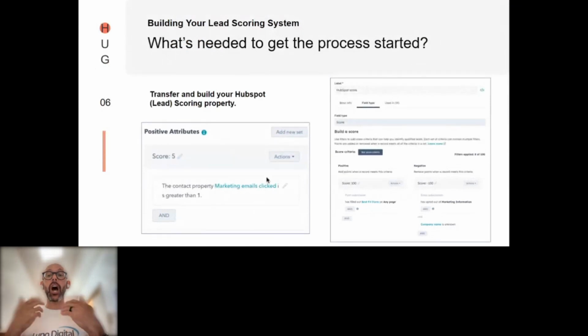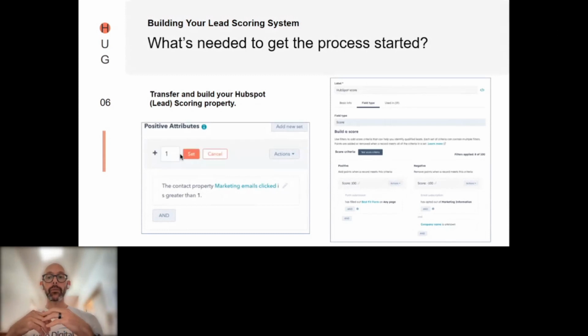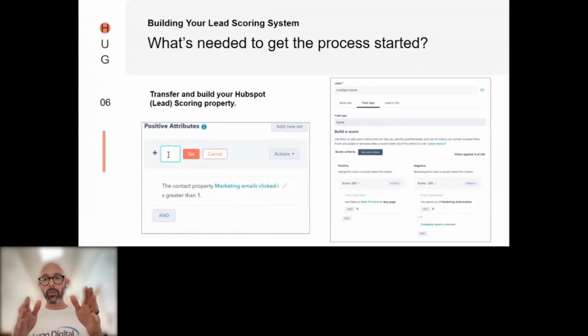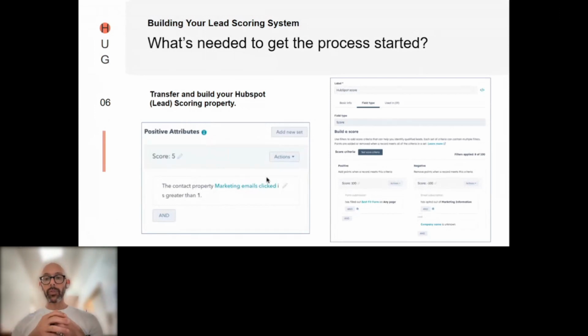The next thing is to then open up the HubSpot score property, locatable in the contact property section of HubSpot. And as you can see on the screen, the left side is literally showing you how you build the score in. And the way the screen is showing you on the right side of your view, you have positive attributes, which are all adding to a score.